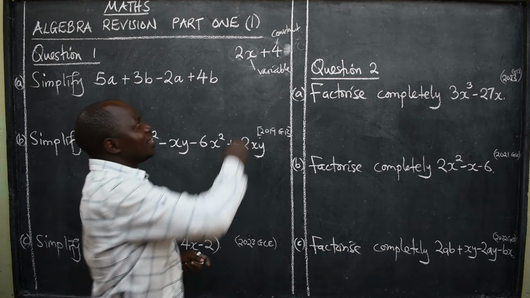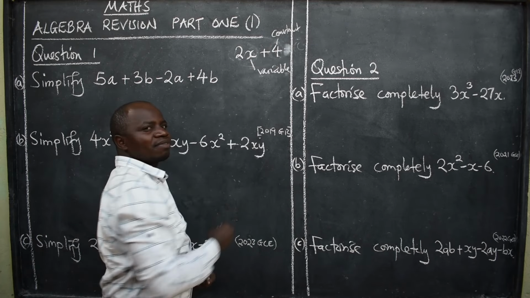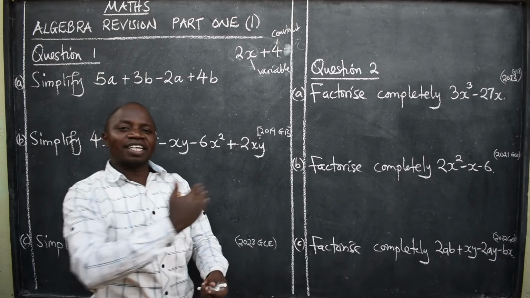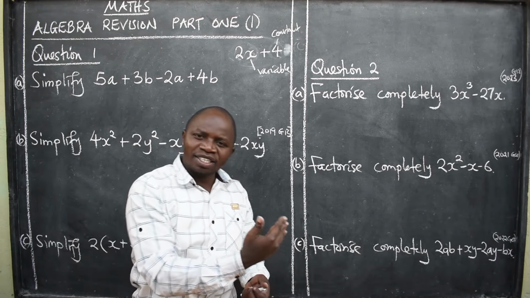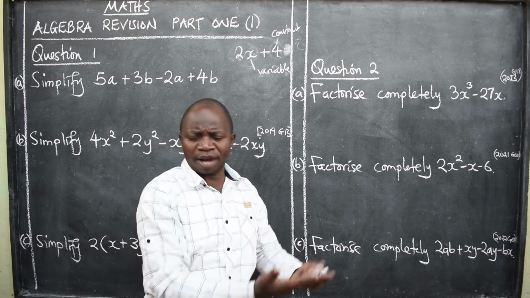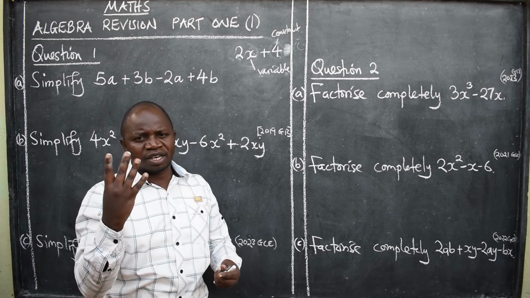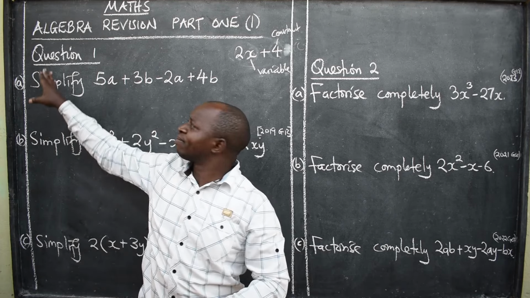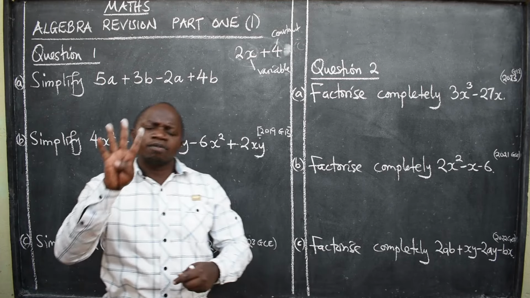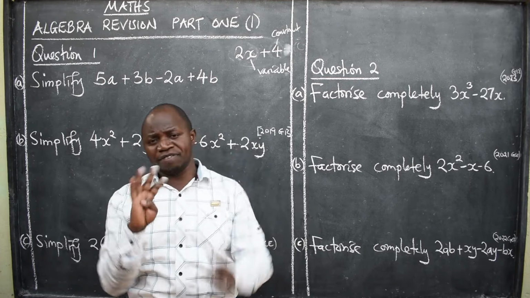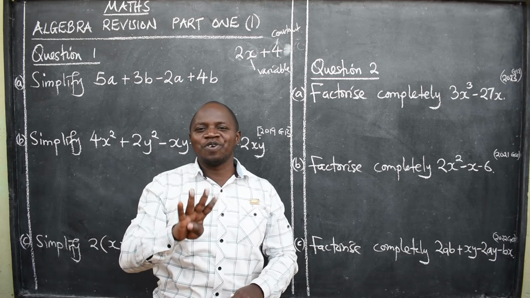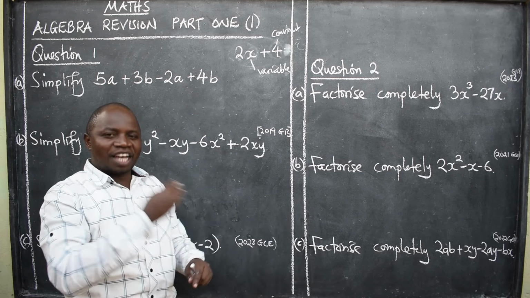Now you need to know that these terms under algebra can either be added or subtracted. You can add them, you can subtract them, you can also divide, you can multiply them. All the four operations are used under algebra. When I say four operations, I'm talking about addition, subtraction, multiplication, and division.